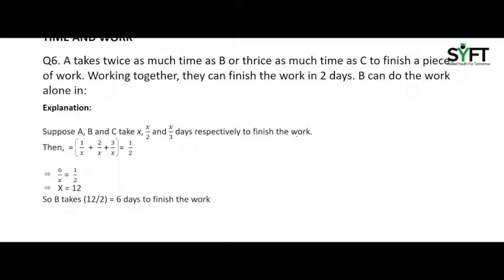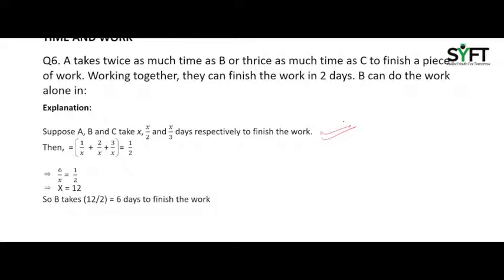So we can convert into x. Suppose A, B, C take x, x by 2 and x by 3 days respectively to finish the work. Why? It is given: A takes twice as much time as B or thrice as much time as C. So A, B, C take x, x by 2 and x by 3 days respectively to finish the work.